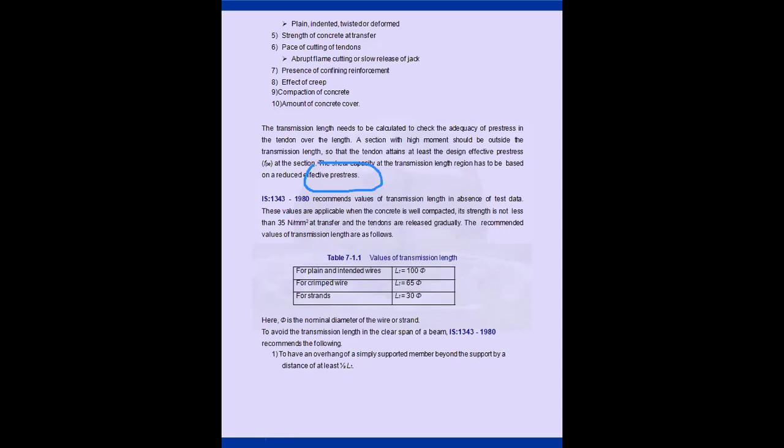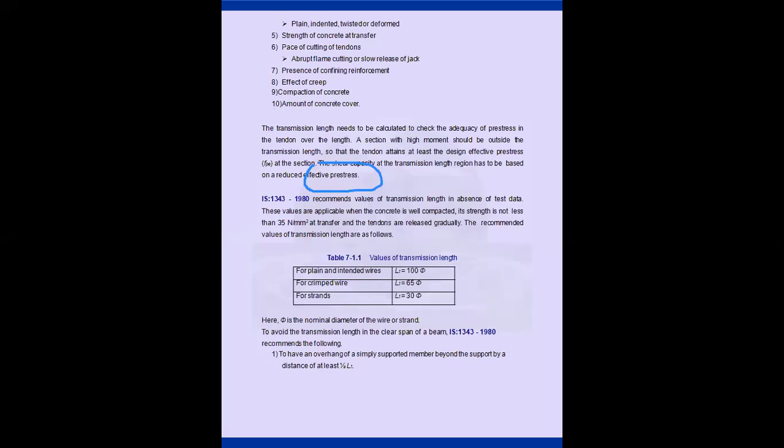But sir, whether we have to follow the codal value directly, or is there any empirical formula? Definitely there are two empirical formulas to calculate the transmission length. I will let you know on Wednesday, because we are going to solve a few problems on Wednesday on how to calculate the transmission length. The first formula is based on the Hoyer effect, and the second one is based on Krishnamurthy's empirical relation.